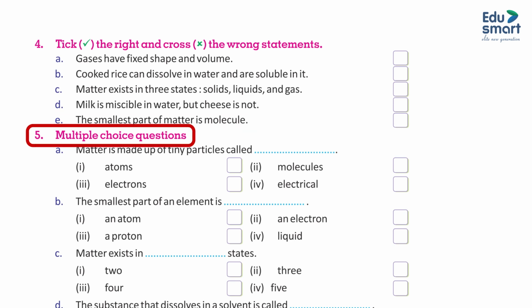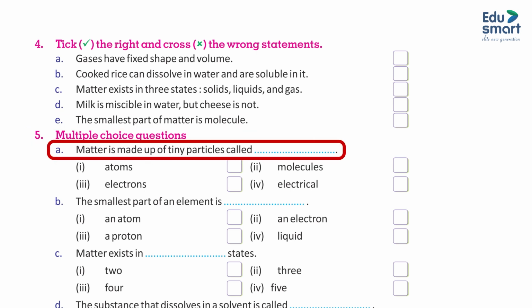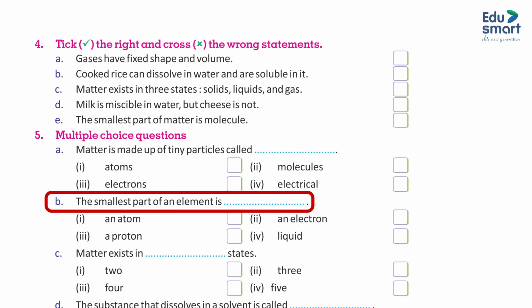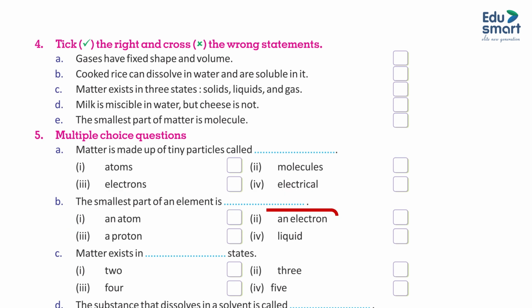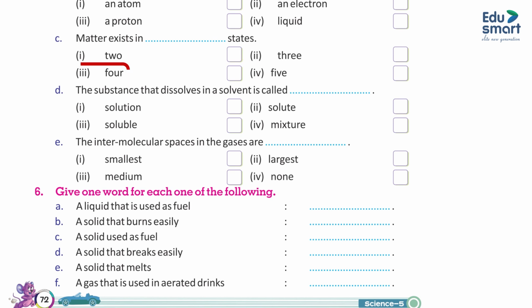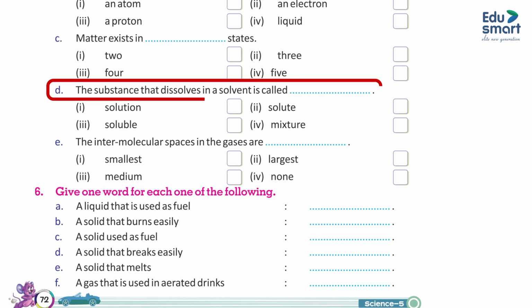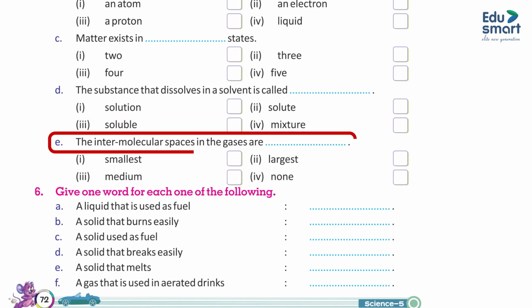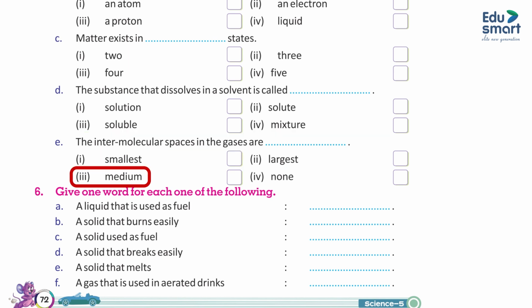5. Multiple choice questions. A. Matter is made up of tiny particles called dash: 1 atom, 2 molecules, 3 electrons, 4 electrical. B. The smallest part of an element is dash: 1 an atom, 2 an electron, 3 a proton, 4 liquid. C. Matter exists in dash states: 1 2, 2 3, 3 4, 4 5. D. The substance that dissolves in a solvent is called dash: 1 solution, 2 solute, 3 soluble, 4 mixture. E. The intermolecular spaces in gases are dash: 1 smallest, 2 largest, 3 medium, 4 none.